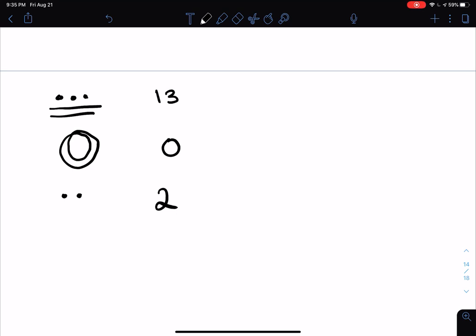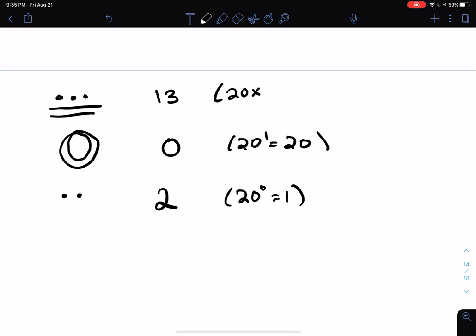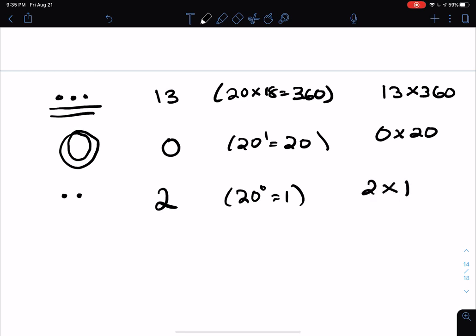All right, the very bottom place value is your 20 to the 0 or 1s place. Then you got your 20 to the first or 20s place. But remember, after that, they don't have 20 squared. Instead, they have 20 times 18 or 360s place. So we're going to do 13 times 360, 0 times 20, 2 times 1.